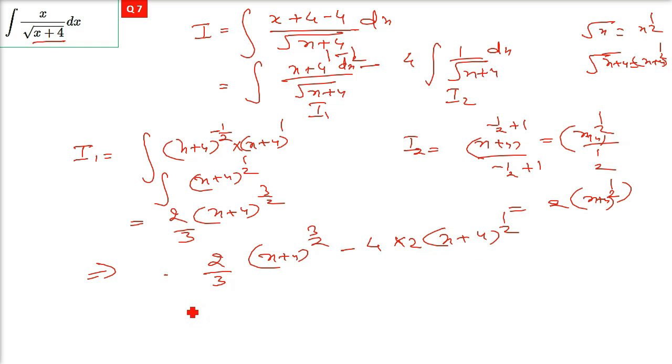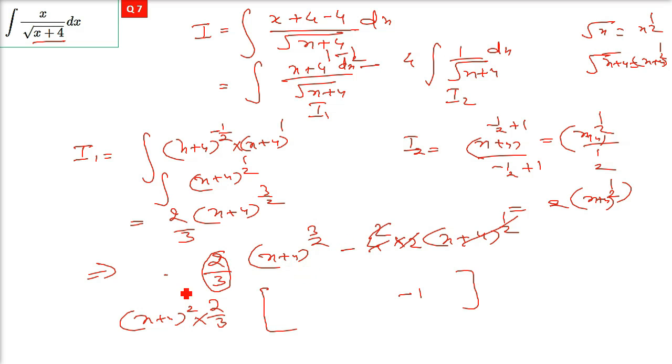Now you can take 2 common also, and x plus 4 to the power half also common. Just to make it simpler, whatever you see common in the terms, you can take one of it common, or all the common terms, that is a common divisor, has to be taken common. So x plus 4 to the power half we have taken, 2 by 3 also common. When 2 by 3 is taken out, this 3 will be multiplied by the second term.